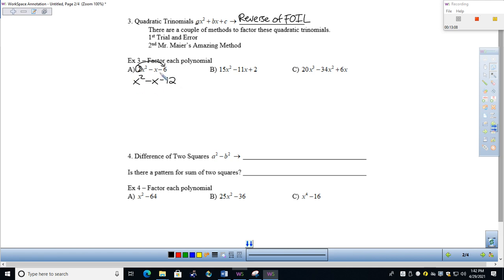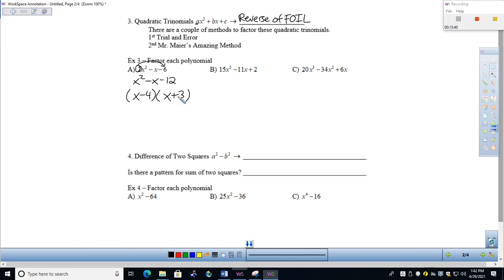Now this should be pretty easy. So I'm going to make my two binomials, and I want you to leave a little room in front, but we're going to put an x there and an x there, but leave a little room in front of each one. And as I said, this is relatively easy because all I'm looking for would be two numbers that multiply to negative 12 and add to negative 1. Well, that has to be a minus 4 and a plus 3. So I put that in.